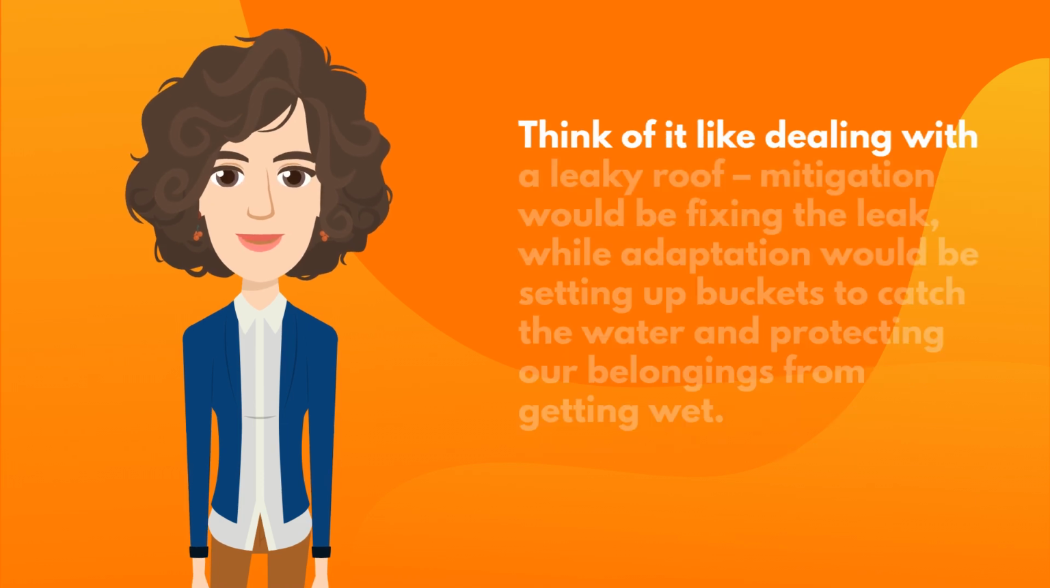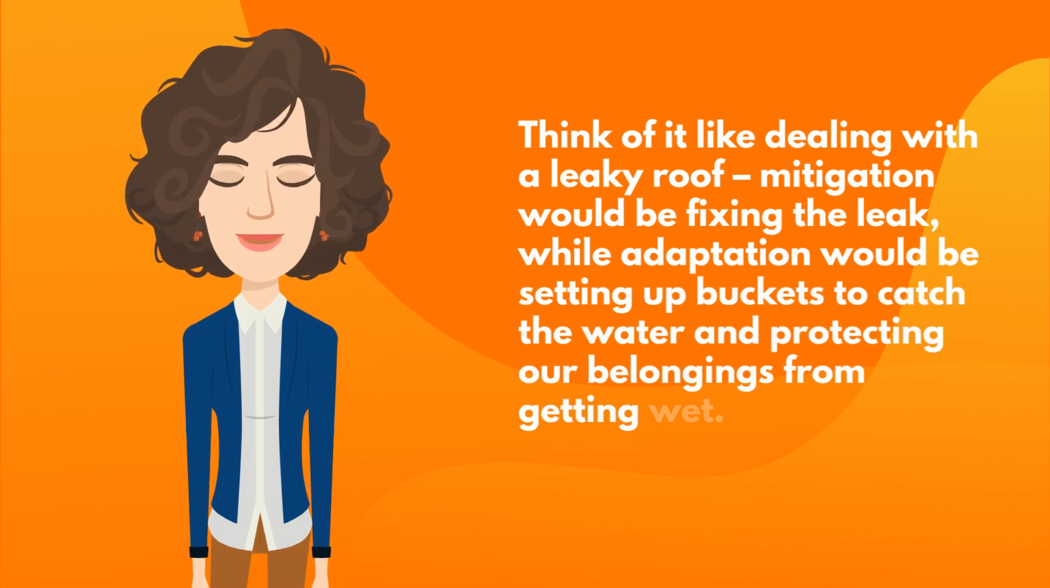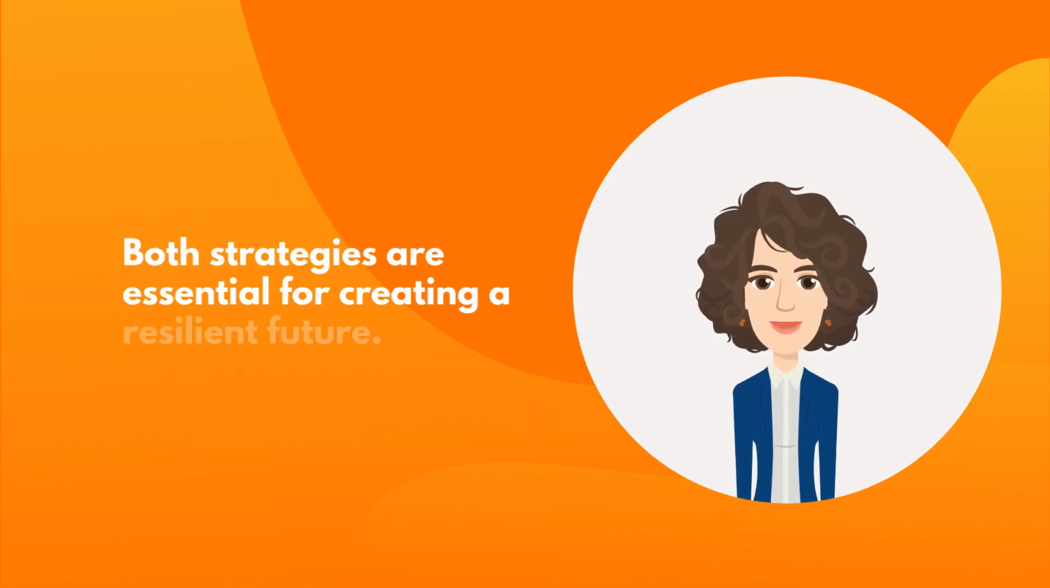Think of it like dealing with a leaky roof. Mitigation would be fixing the leak, while adaptation would be setting up buckets to catch the water and protecting our belongings from getting wet. Both strategies are essential for creating a resilient future.